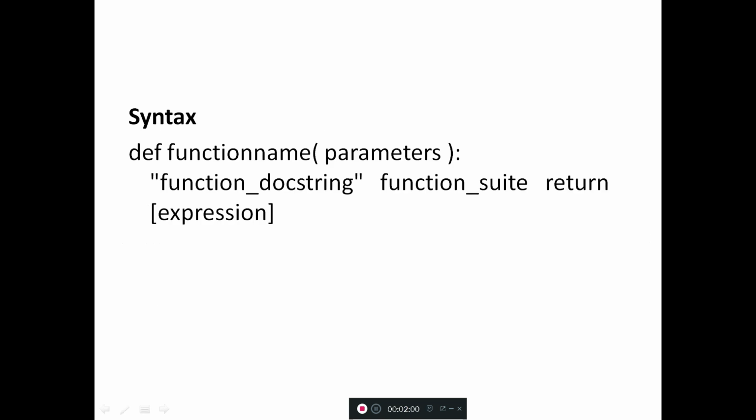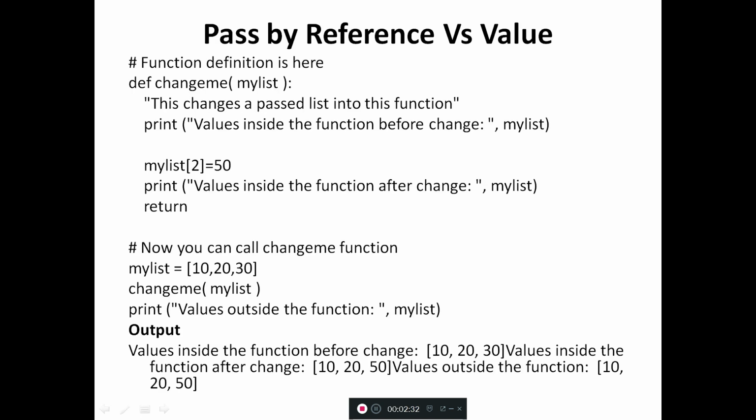And here's the syntax for the function. We can see that first we need def, then the function name, then parameters, then the function docstring, function suite, return, then we'll write an expression. By default, parameters have a positional behavior and you need to inform them in the same order that they were defined. Let's take a look with an example.